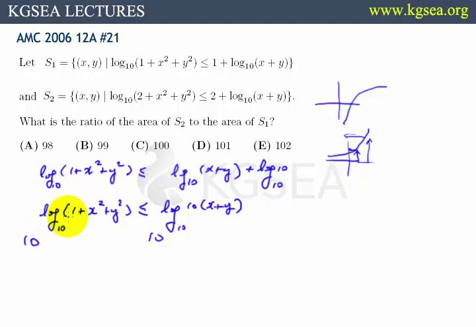So 10 to that. As you know, I carefully chose this base 10 with the sole purpose of getting rid of this annoying log. That's why we had to combine into 1, because I couldn't do it without turning into log first. Okay, I could have, but bear with me. So here we go. So I got 1 plus x squared plus y squared is less than or equal to 10x plus 10y. Okay, now let's find out what these are.